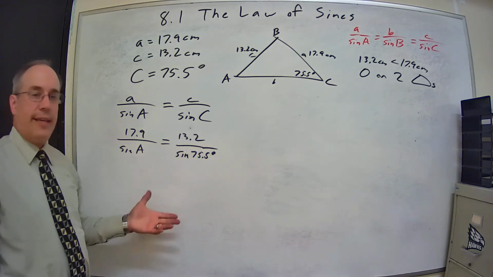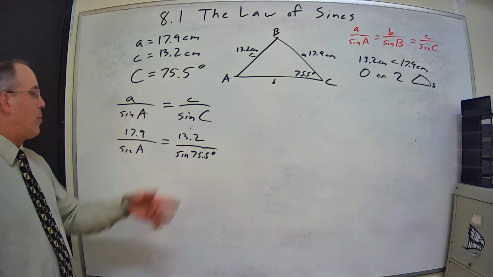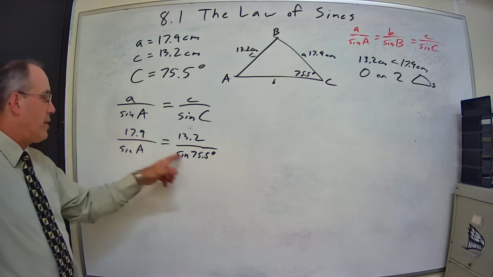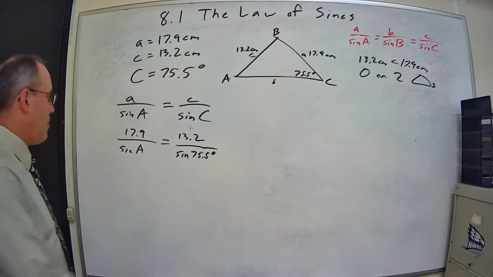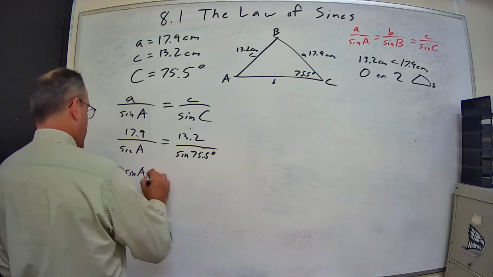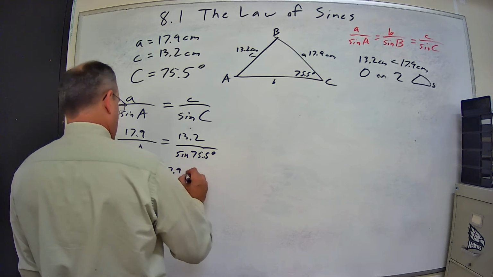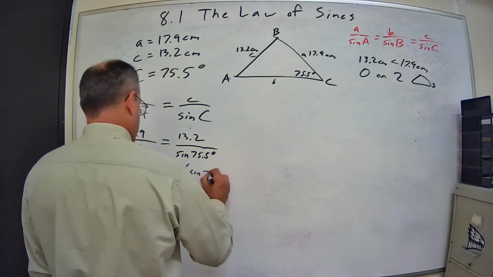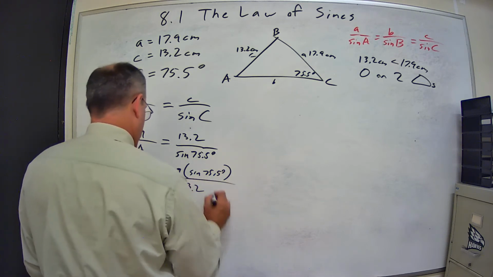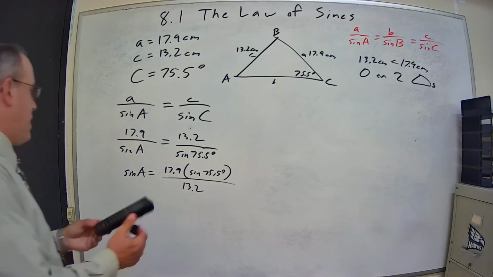Okay, again, we're trying to get to A. We have a proportion, so I can say sine A is equal to the product of the diagonal divided by what's opposite. So sine A is equal to 17.9 times the sine of 75.5 degrees over 13.2. So let's grab our calculator and see what happens with that.